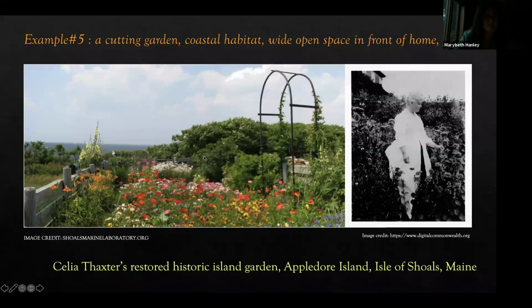And she had this really beautiful cutting garden. You can see the house. The house is burnt down now, but the picture on the right is her with the house. And you could see this as being a pollinator slash cutting garden. I think if you had space like that in the Finger Lakes, you could definitely create something similar.